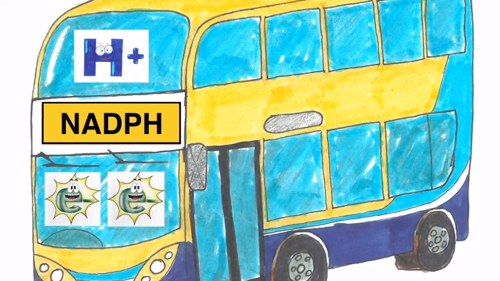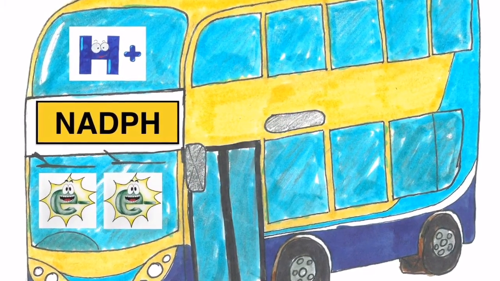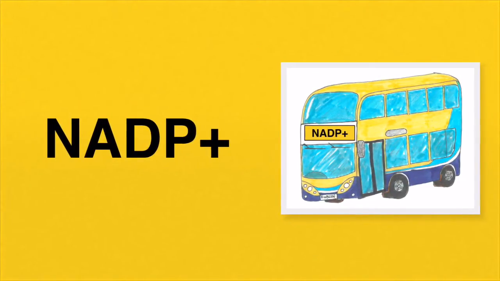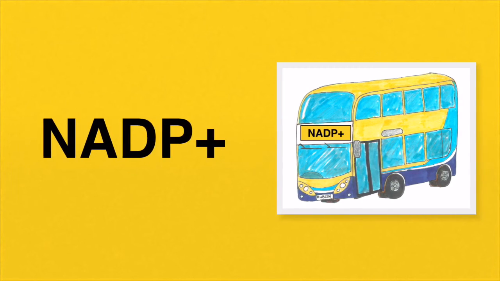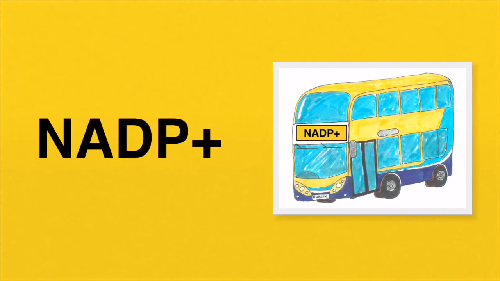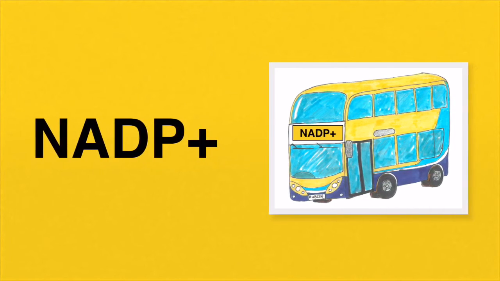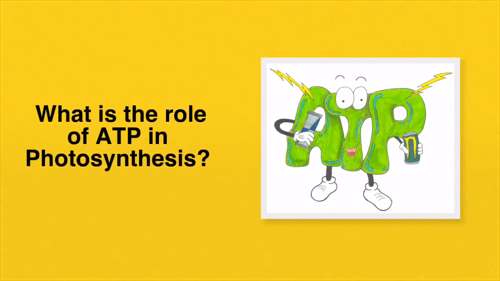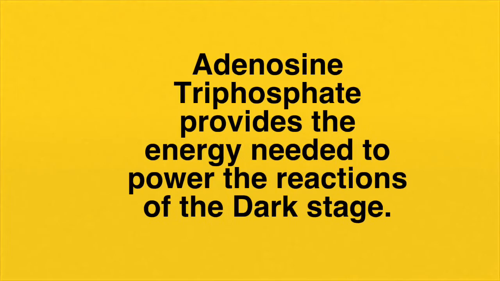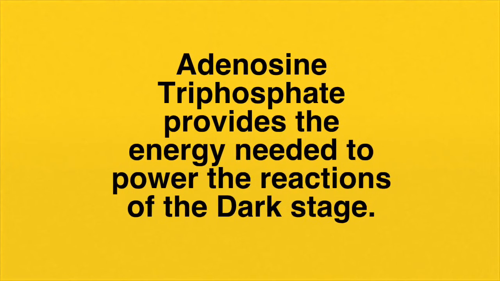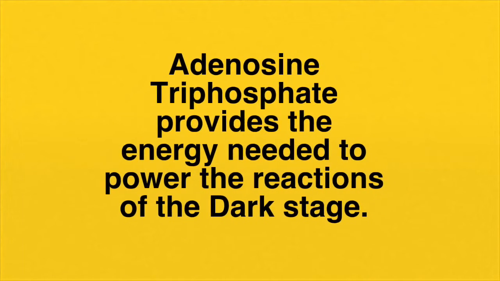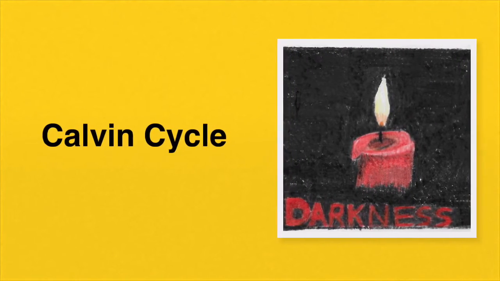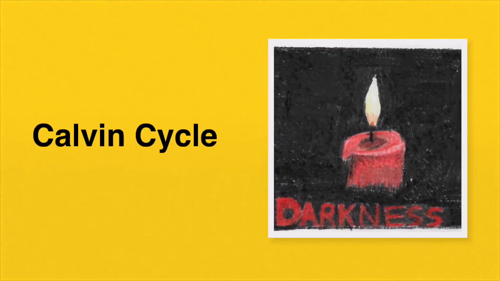Please make sure you mention that when the electrons and the proton are transferred, NADPH reverts back to being NADP+, and that molecule is all ready to trap and transfer some more electrons and protons. What is the role of ATP in photosynthesis? ATP, otherwise known as adenosine triphosphate, provides the energy needed to power the reactions of the dark stage. And remember, the dark stage is otherwise known as the Calvin cycle.